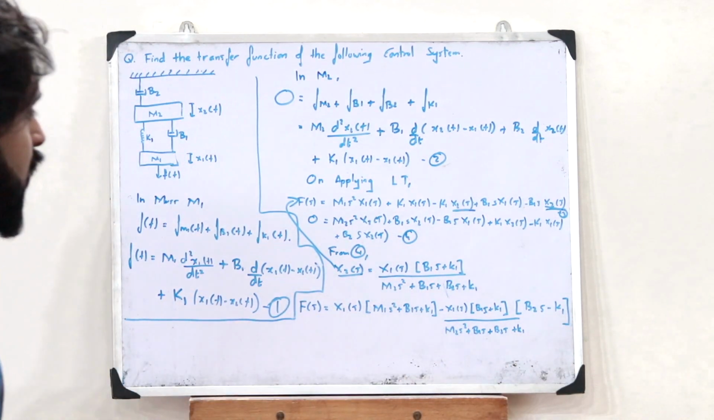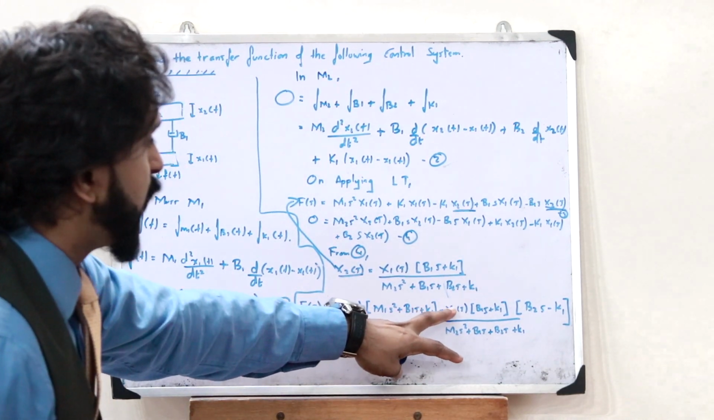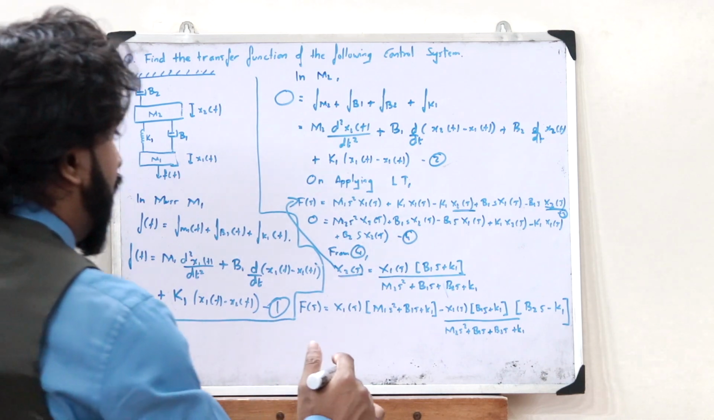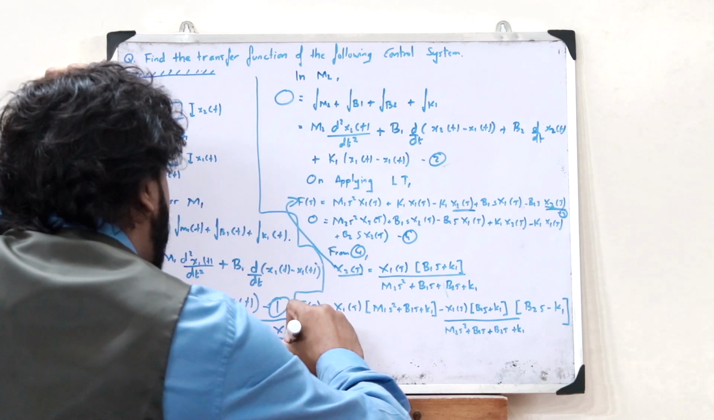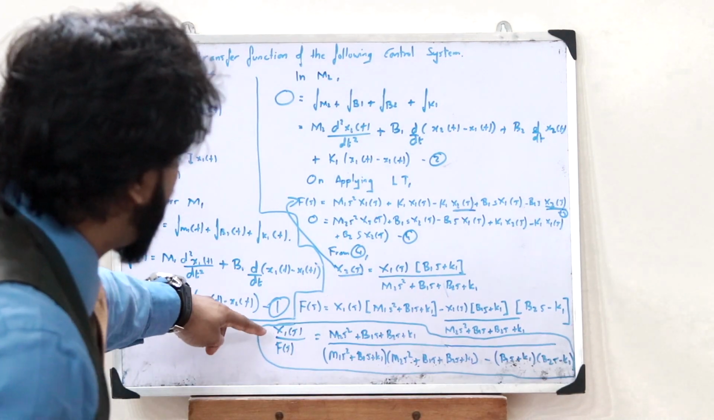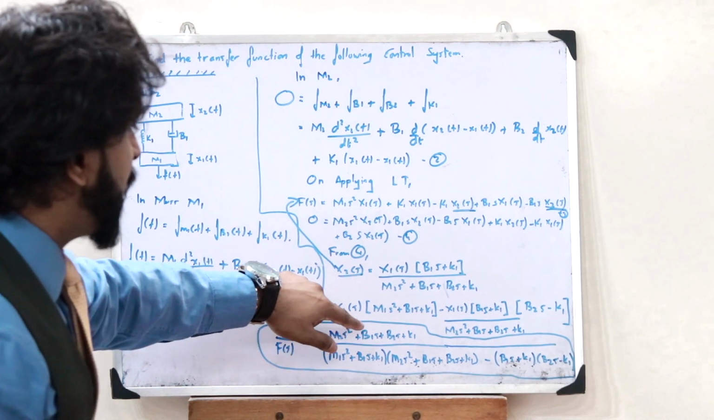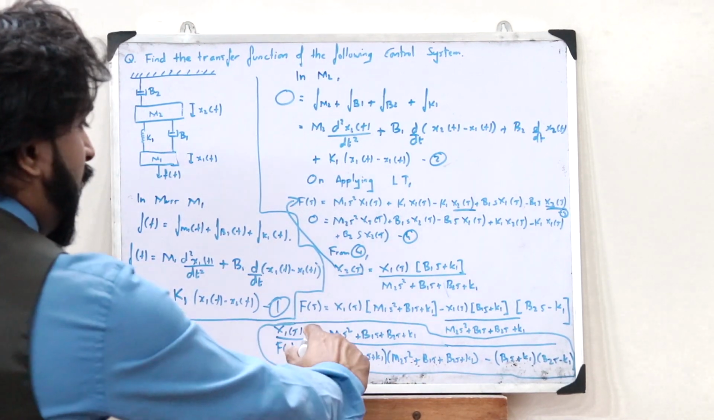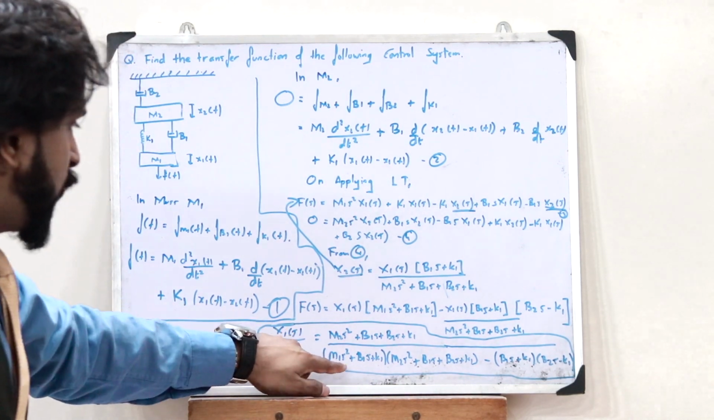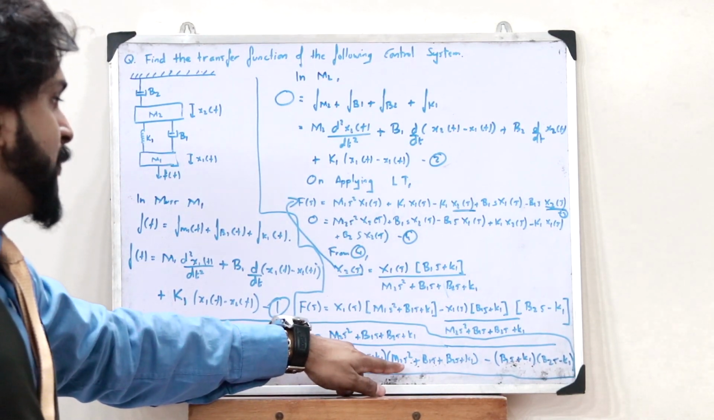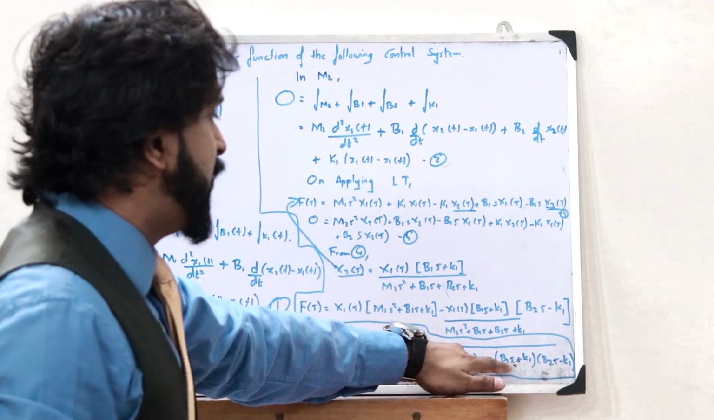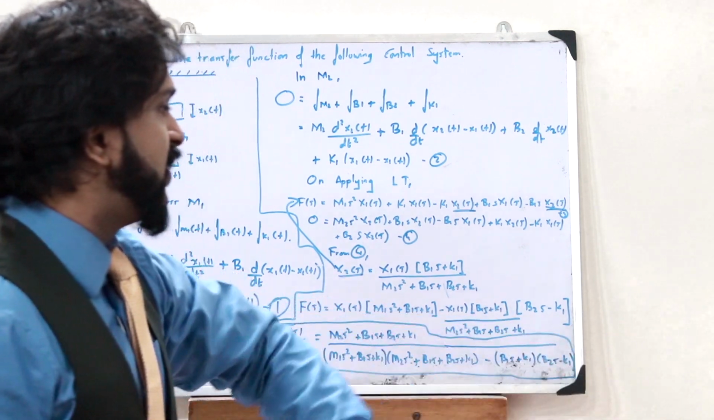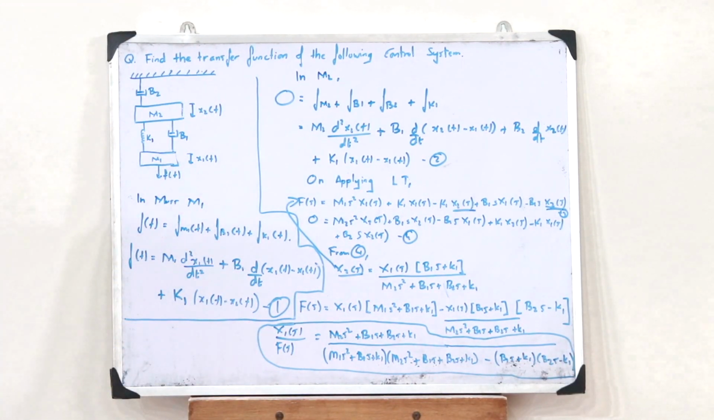So now here the transfer function is given as X1 of s divided by F of s, which is equal to (m2 s squared plus b1 s plus b2 s plus k1) the whole, divided by (m1 s squared plus b1 s plus k1) into (m2 s squared plus b1 s plus b2 s plus k1) the whole, minus (b1 s plus k1) into (b2 s minus k1). So this is the required transfer function of this particular control system.